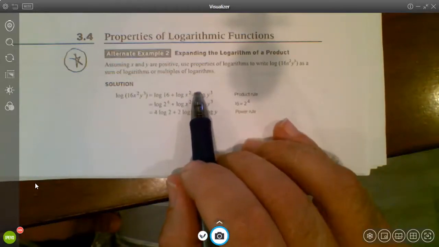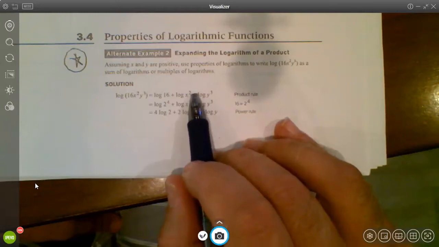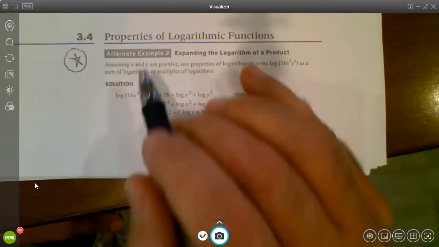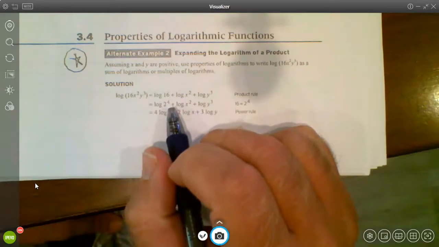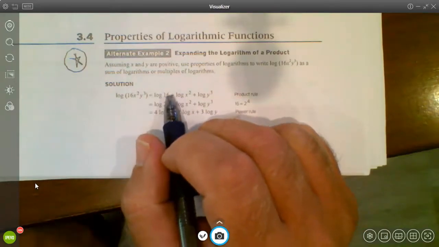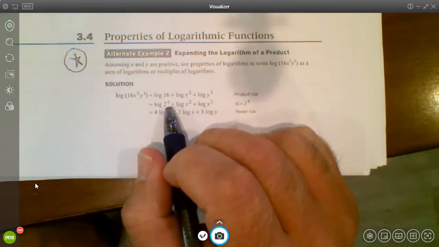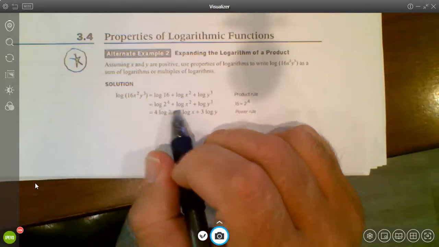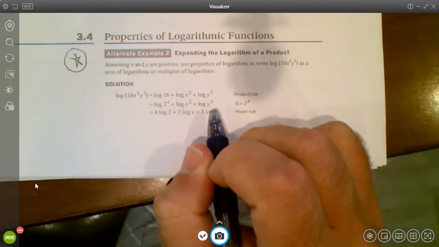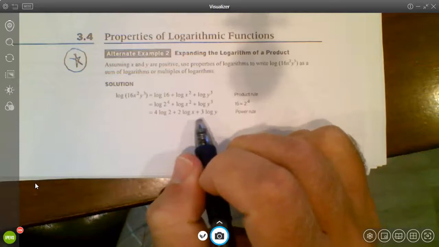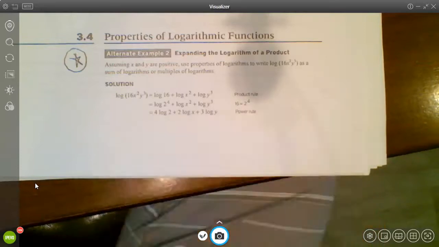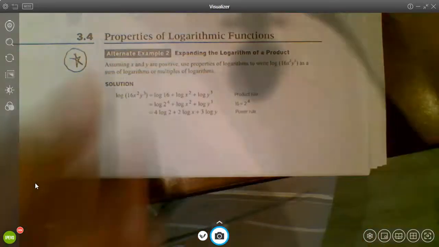Then we can say, how about those exponents? One thing they decided to do, and this isn't necessarily required, but something that we can do, is 16 can become 2 to the fourth. Now, as all three of those have exponents on them, I can move all those exponents to the front of their log. So it comes out looking something like this.